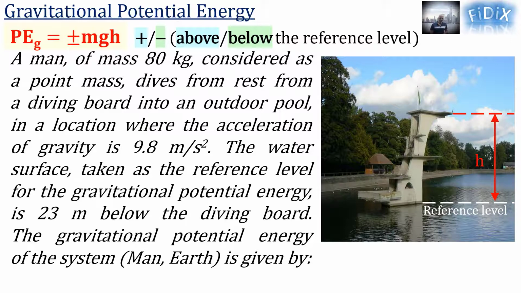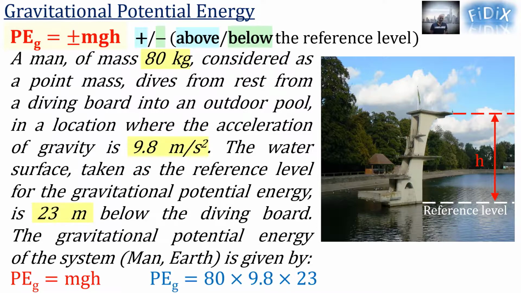The gravitational potential energy of the system man-Earth is given by PEG equals mgh and not minus mgh, since the center of mass of the man is above the reference level. We replace m, g, and h by their values, and we get PEG equals 1.8 times 10 to the 4 joules.